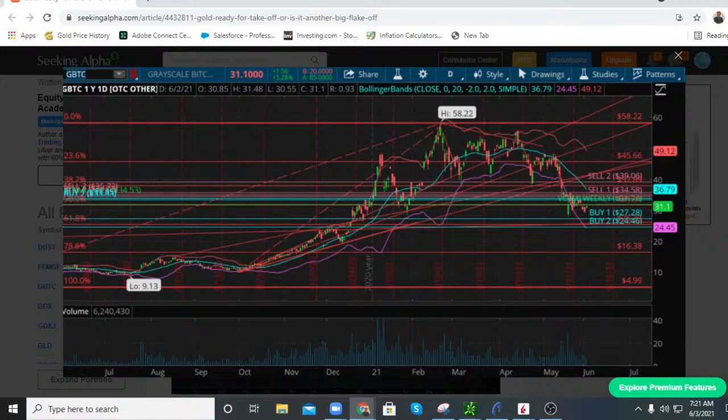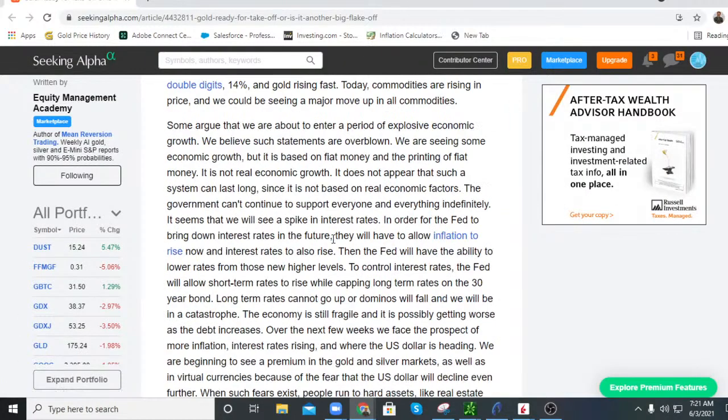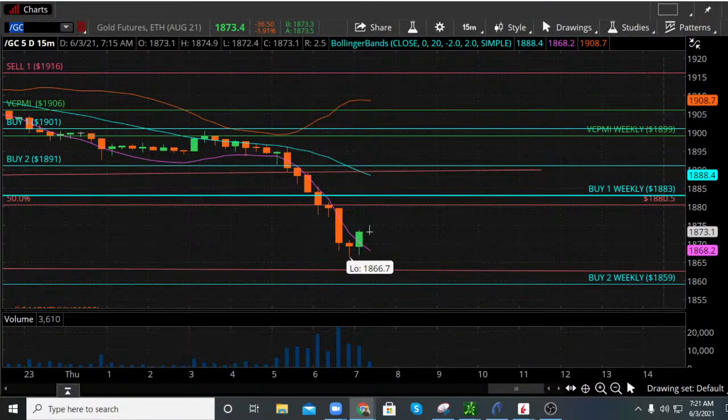Some argue that we are about to enter a period of explosive economic growth, and we believe such statements are overblown. We are seeing some economic growth, but it is based on fiat money and the printing of fiat money. It is not real economic growth. It does not appear that such a system can last long. Since it is not based on real economic factors, the government can't continue to support everyone and everything indefinitely.